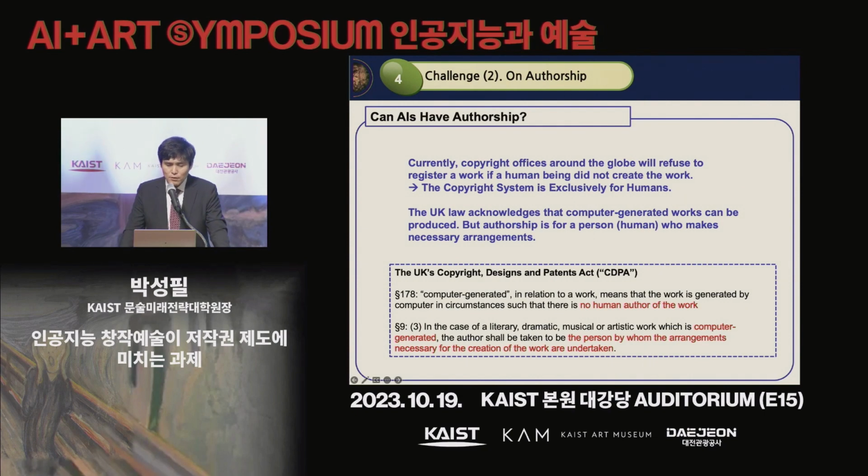Okay, so let me tell you a little bit about the authorship issue. So currently the copyright offices around the globe treat originality and authorship the same way. Who can be an author of a work? The copyright offices refuse to register any works created by machines, artificial intelligence. Which means that no machine, no artificial intelligence can be an author, right? So the copyright system currently is exclusively for human beings. So we are all human beings, so we are happy, right?